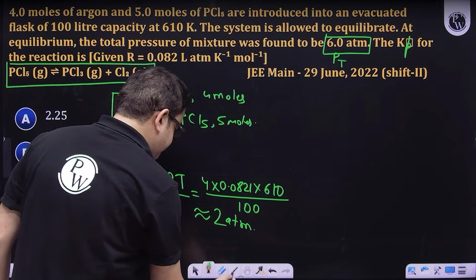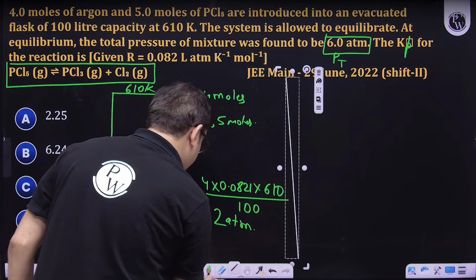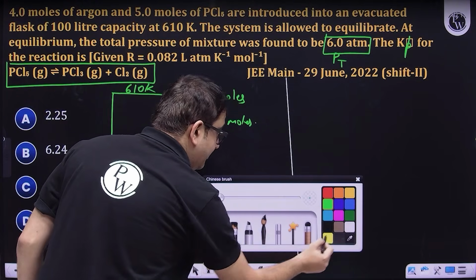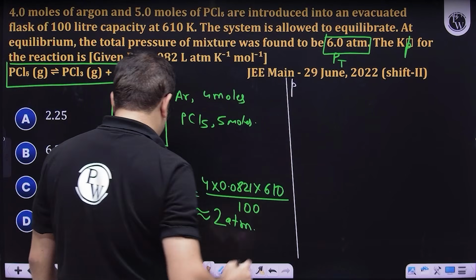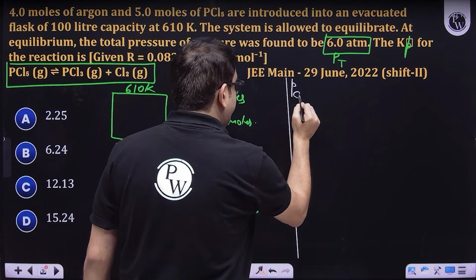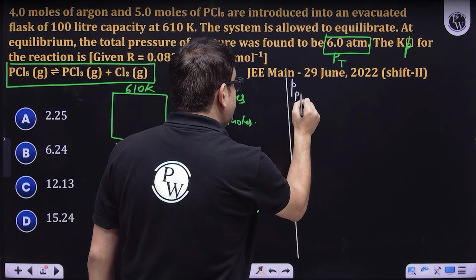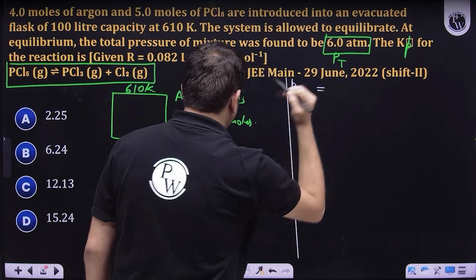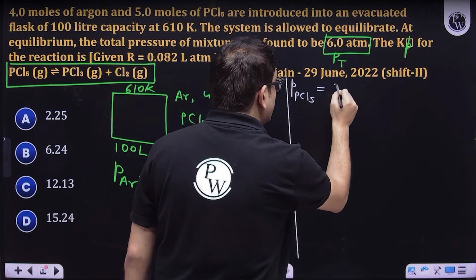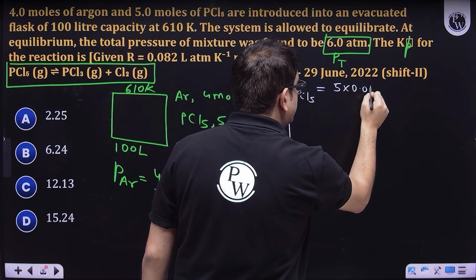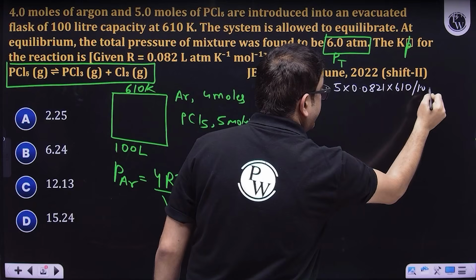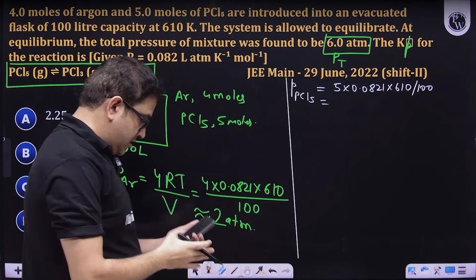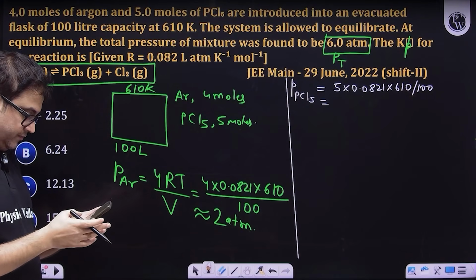Coming again, can you tell me what will be the initial pressure of PCl5? PCl5, yes sir, again it is 5 moles. So 5 into 0.0821 into 610 upon 100, which is the volume. Solve that also.